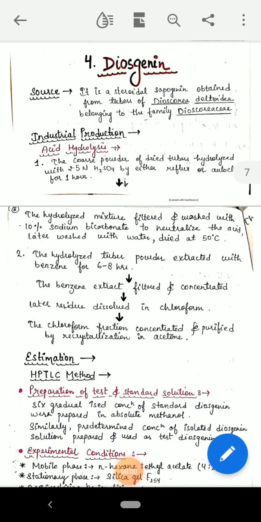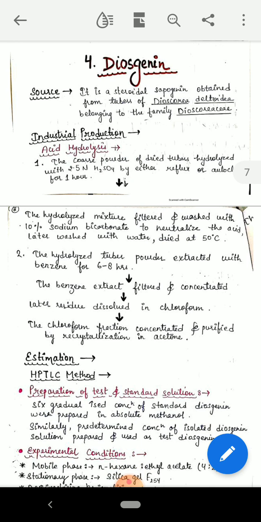The fourth drug of the industrial production is Diosgenin. As the name suggests, the biological source of this is Dioscorea deltoidea, and the family it belongs to is Dioscoreaceae. It is a steroidal sapogenin which is obtained from the tubers. So, the industrial production will start with the tubers of Dioscorea deltoidea.